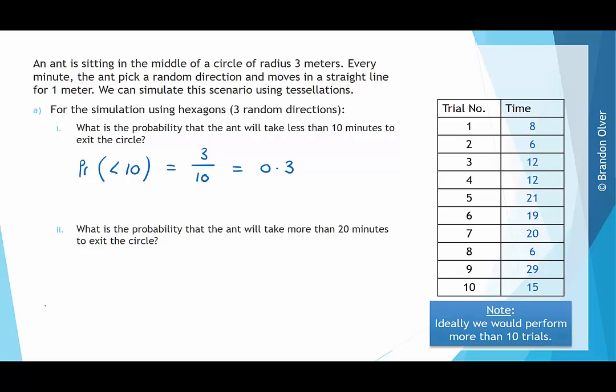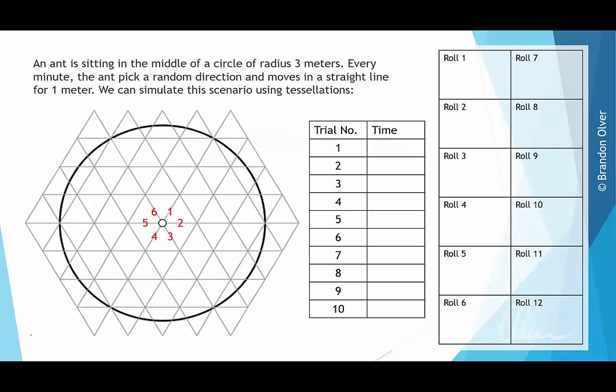For part 2, we're asked what is the probability the ant will take more than 20 minutes to exit the circle. More than 20 minutes is this 21 here and this 29 here. Because it says more than 20 minutes, we don't include the 20. So overall, the probability that it is more than 20 minutes is equal to 2 outcomes out of 10 trials, which is 0.2.